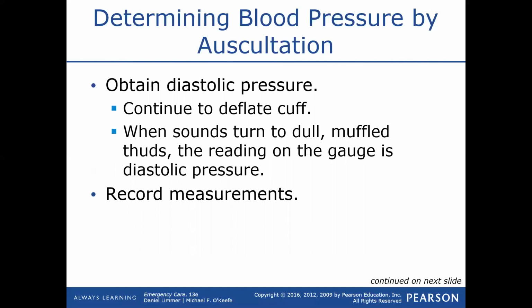Now, to obtain the diastolic, again, the systolic was the top number. That's the high number. Now we're going to get the lower number. Okay, we're going to continue to deflate the cuff. So let the needle keep coming down. Let the air out. When the sound turns to dull, muffled thuds, the reading on the gauge is the diastolic pressure. Okay, we're going to stop hearing a pulse at a certain point, which is what this comes down to.